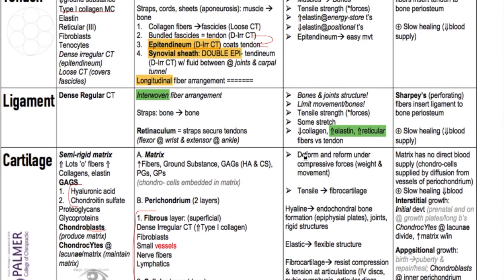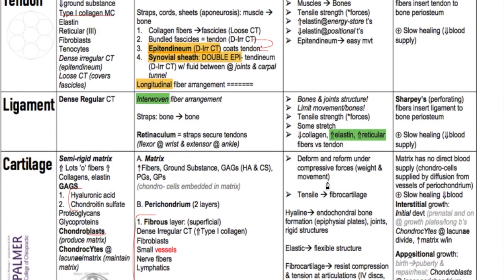So now, functions of cartilage. It's strong, okay, and flexible. And the different types of cartilage have a little bit different functions. But what it does is it has the ability to deform and reform under compressive forces with weight and movement. Okay, so it can kind of squish and kind of spring back to the original shape to help you move and help you maintain a flexible form.